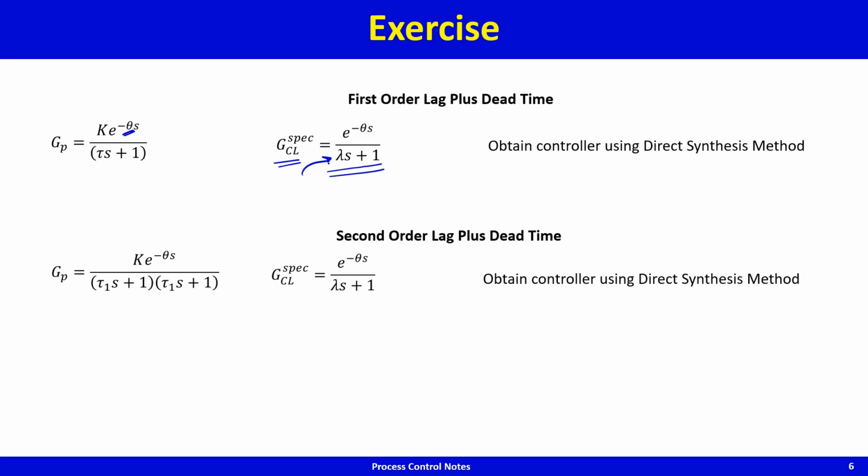Second order plus dead time, do the same thing. Here we've got tau 2. Yes, copy paste: one mistake made at one location gets copy pasted everywhere. So we have GP, and again we would like G closed loop spec as here. Once you do the algebra, you observe that this results in a PI controller and this results in a PID controller, and then you can obtain expressions for Kc, tau I and tau d.